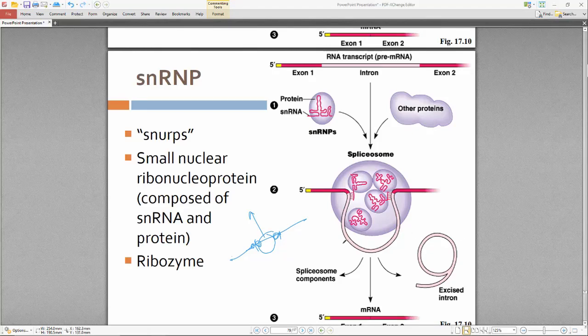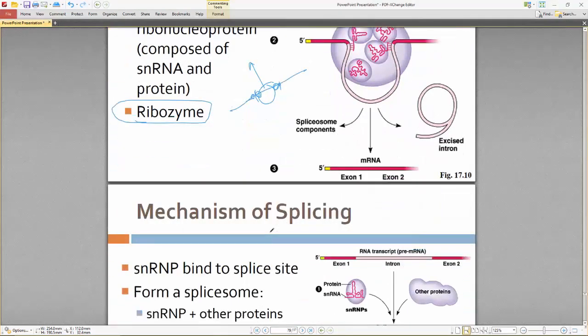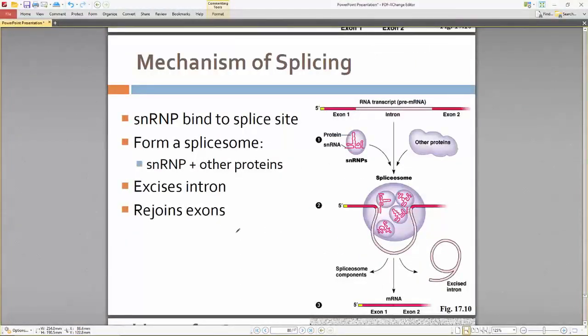Anybody confused as to what spliceosomes are doing? The most important things to take away here are that SNRPs are the functional units of the spliceosome. The small nuclear RNA are ribozymes, and they are doing the cutting. Cool. So they excise introns and rejoin exons.